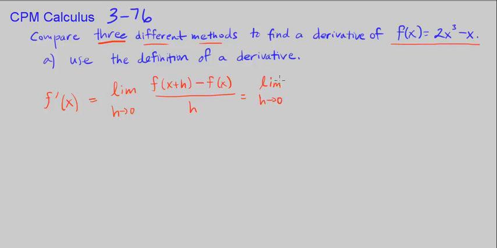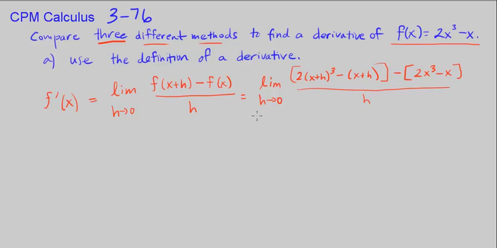And what is f of x plus h? So f of x plus h, we just plug in for x plus h, right? So we have 2 times x plus h cubed minus x plus h, right? And then we subtract, so that's f of x plus h, subtract f of x. So subtract 2x cubed minus x, okay? And that's divided by h.